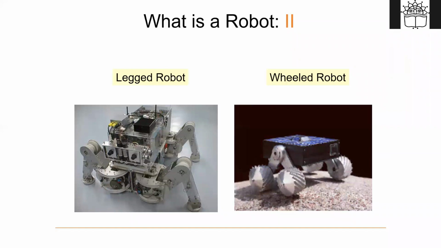Now, you can see two pictures on your screen. One is a legged robot and one is a wheeled robot. The legged robot can walk with the help of legs, and the wheeled robot can move with the help of wheels. If you want to take a turn, you change the power given to the two wheels, and depending upon the change in power, it will take a turn.